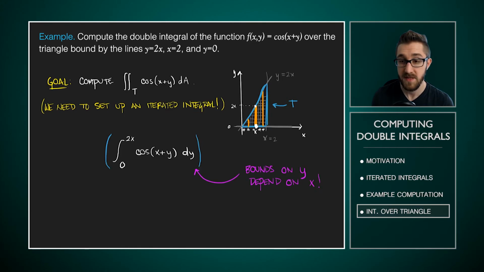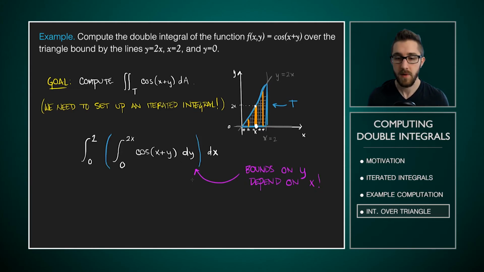And to add all those up, we're just integrating with respect to x. And here, the bounds on x will be constants, right? x is just going to go from 0 to 2. So we can put our dx here, and then our integral on the outside will be from 0 to 2. So this iterated integral here is how we would set up the integral over this region.